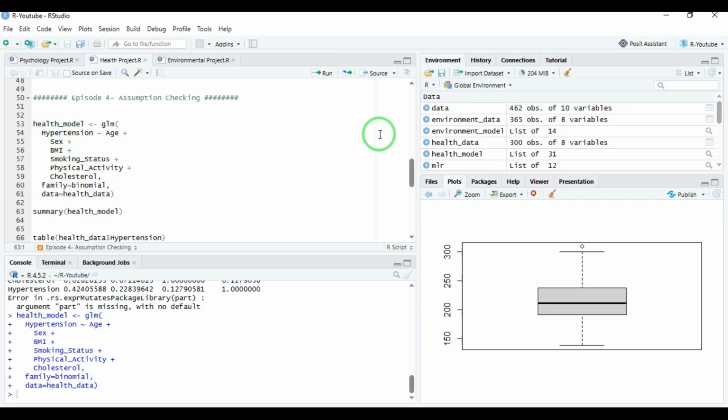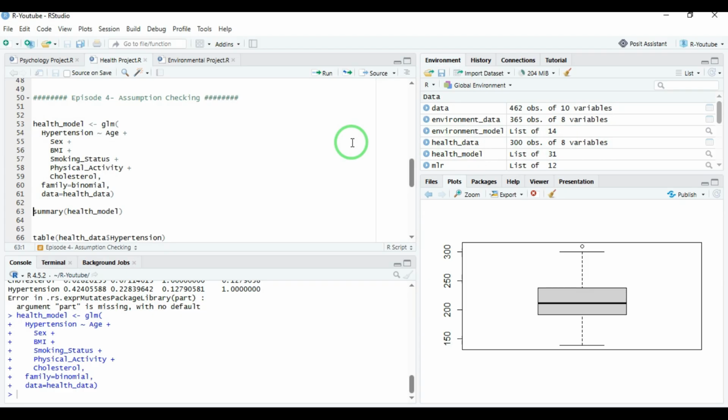The second assumption is that observations should be independent, which means that patients should be different in the study, which they already are. We have 300 individuals, and the study was done on all of them just one time.